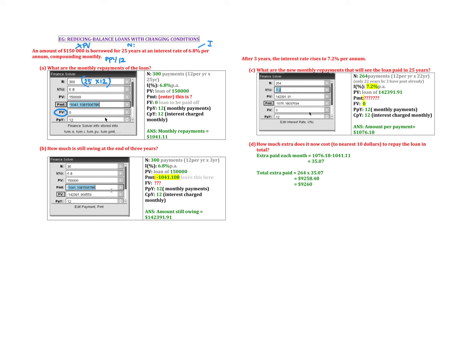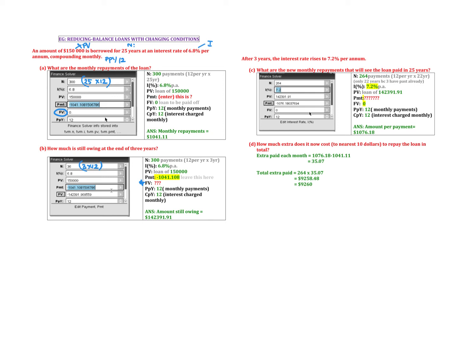So this is where we're changing now. Up here, we're only going to do 3 times 12. And remember, put your question mark on the FV. So we should be able to fill in everything else. Where we weren't told the payment before, we now know the payment. So we're going to leave the payment in there as negative 1041 point.